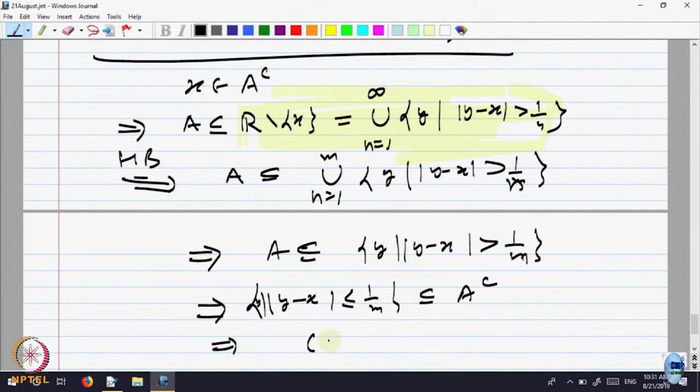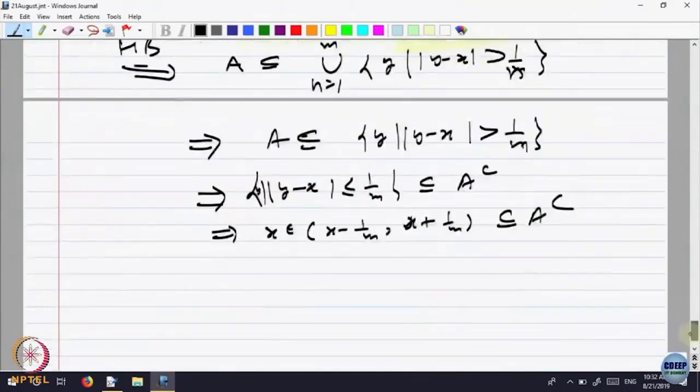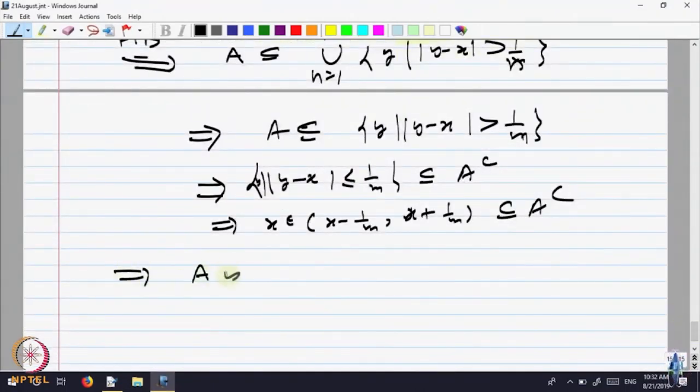That implies that the interval x minus 1 over m to x plus 1 over m is inside the complement, and x belongs to it. So the crucial thing in this is only to observe that mod y minus x bigger than epsilon, for x fixed and epsilon fixed, is an open set for every epsilon. So that proves that the complement of A is open.